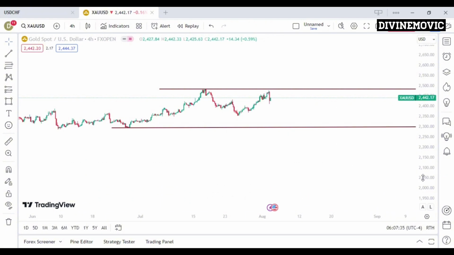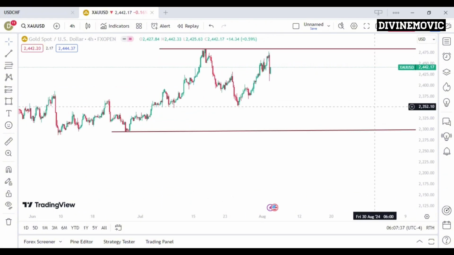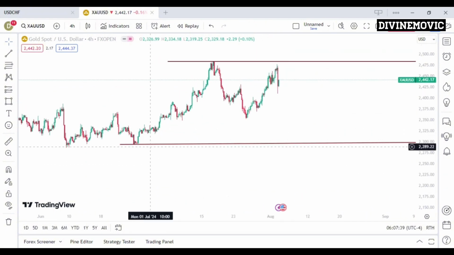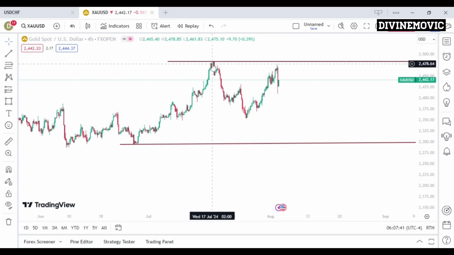Now, on the 4 hour time frame, we want to simply understand how price moved from this support key level up to this resistance key level. Then we can know where we're going to buy from, because price is simply in an uptrend. I want to look for buys.